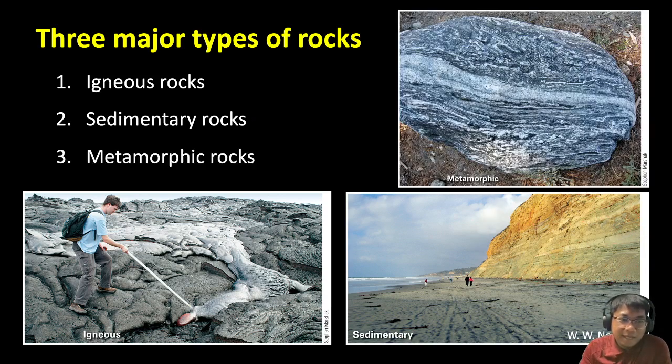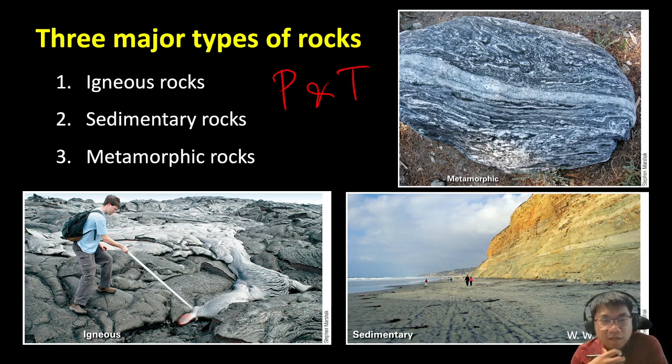And then the third one is called metamorphic rocks. Now in this type of rocks, there are two elements: pressure and temperature. Metamorphic rocks are a type of rocks that, during their formation, involve extreme pressure and extreme temperature, either pressure or temperature, or it could be both. So pressure and temperature would be the primary factors to form metamorphic rocks.